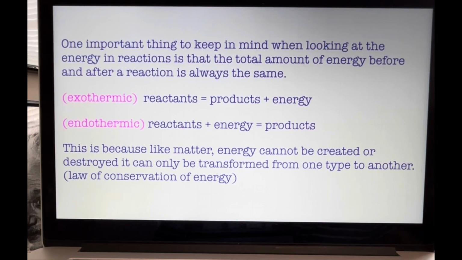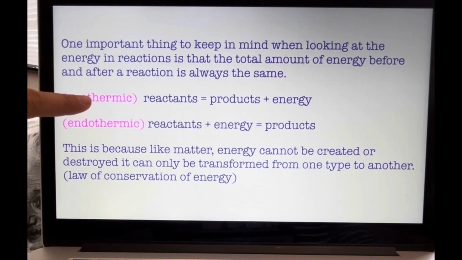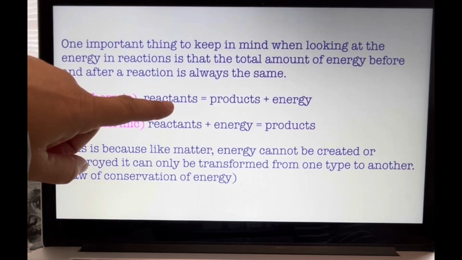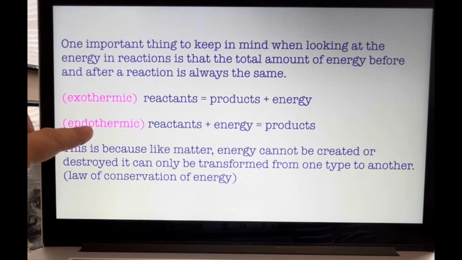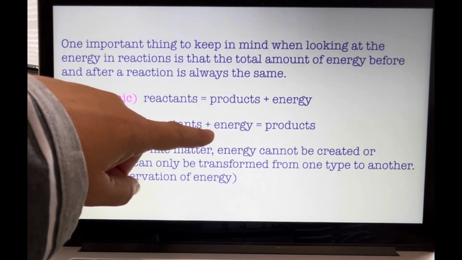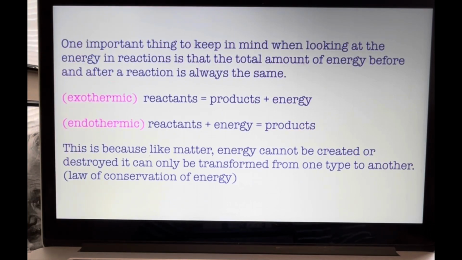All right, lastly, one important thing to keep in mind when looking at the energy in reactions is that the total amount of energy before and after a reaction is always the same. In exothermic reactions, the chemical energy stored in the bonds of the reactants is converted into the chemical energy in the bonds of the products, plus heat energy, sometimes also light and sound energy. Think of it like this. In an exothermic reaction, the reactants equal the products plus the energy. It is opposite in an endothermic reaction. The reactants plus the energy give us the products.